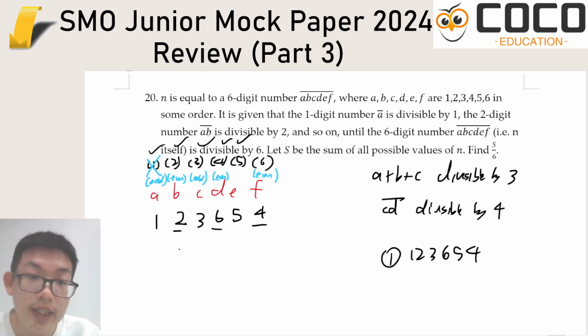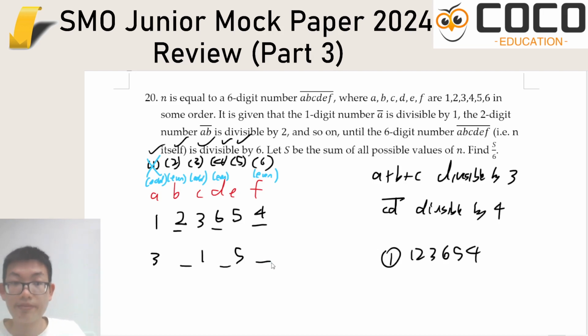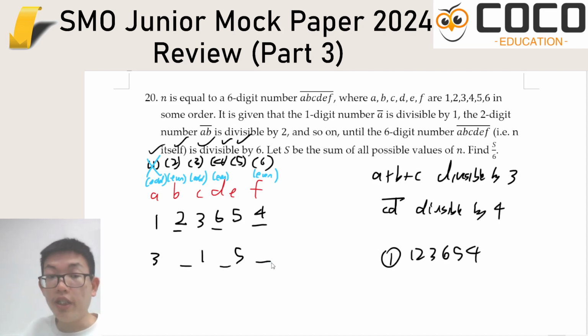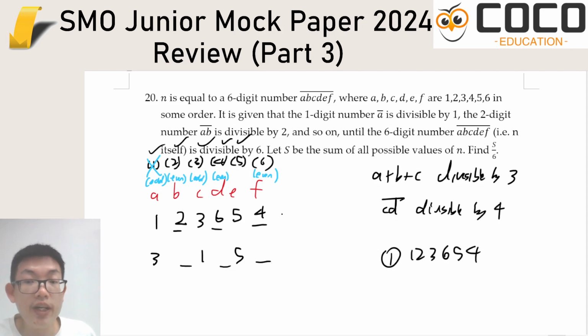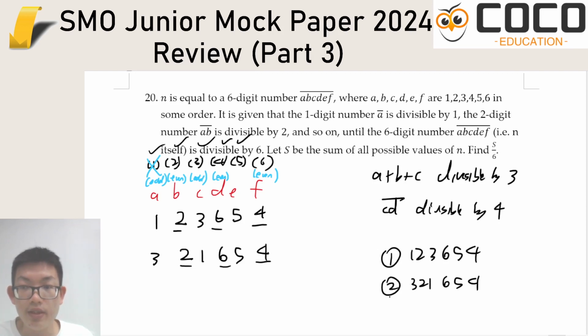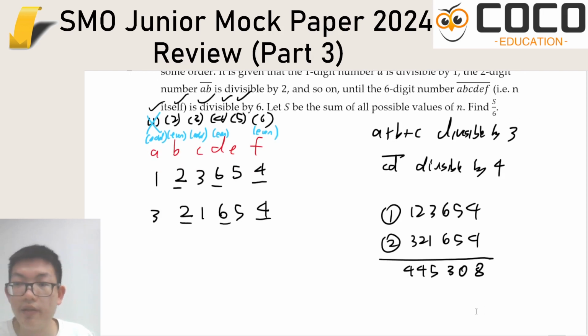Don't forget that we have the other case where I put 3 and 1 in the other sequence. So I put 3 and 1 in the other sequence. I have 3, 1, and 5. I follow the same logic. This still has to be 2. This still has to be 6. This still has to be 4. And that's it. So you add them together, you get 445,308, and then you divide that by 6. You get 74,218.